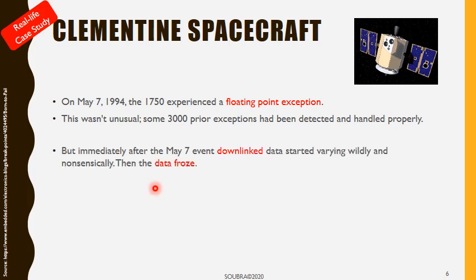So the problem here is, on May 7, the downlink data, so the data that was supposed to be sent to Earth, started varying in a wild way, sending gibberish and making no sense at all, and then suddenly no more data was sent, so the data froze.